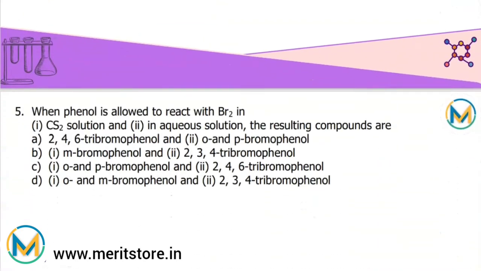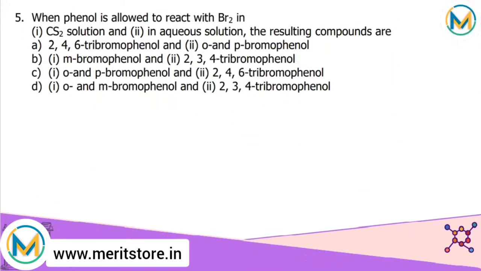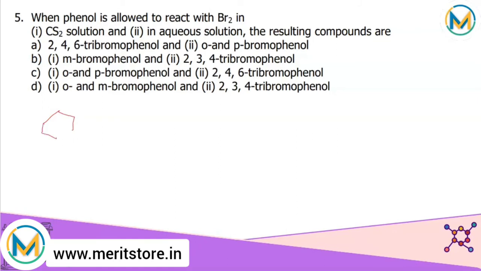Looking towards the next question and the last, when phenol is allowed to react with bromine in 2 conditions. 1, carbon disulfide solution, and second, in aqueous solution. So let's draw this reaction first. That is this phenol when reacted with bromine in the presence of carbon disulfide gives OH here, and ortho-para substitution. So bromine can attach here or on the para position.